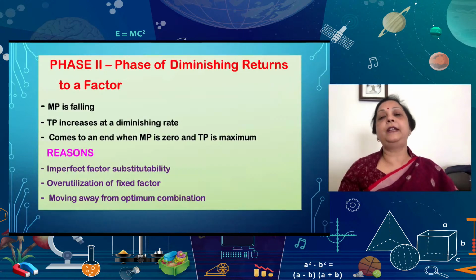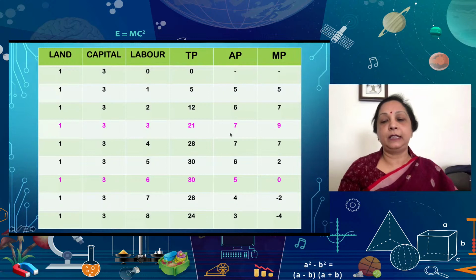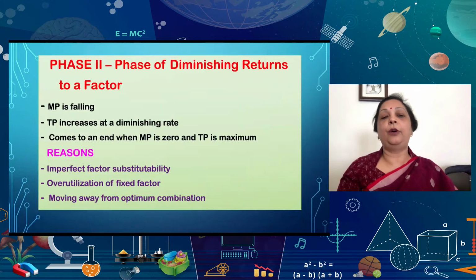Second phase is phase of diminishing returns to a factor. In this phase, MP is falling, TP increases at a diminishing rate, comes to an end when MP is 0 and TP is maximum. Going back to the same table, in this phase, MP starts falling, TP increases but at a diminishing rate, comes to an end when MP is 0 and TP is maximum. Now, why does this take place? Because of imperfect factor substitutability.